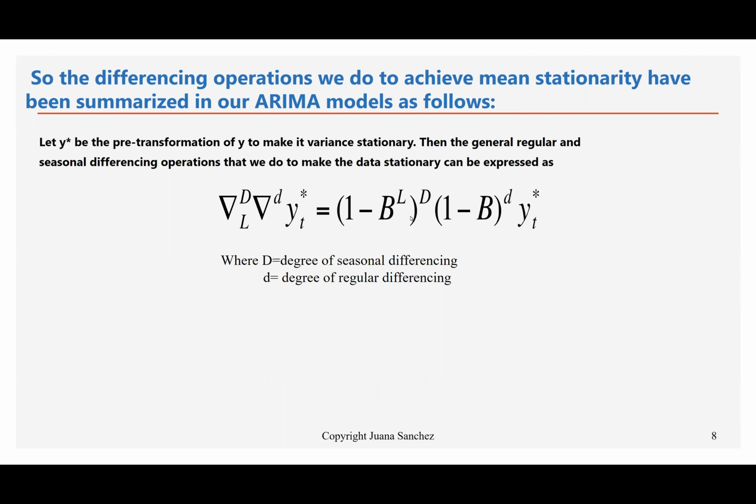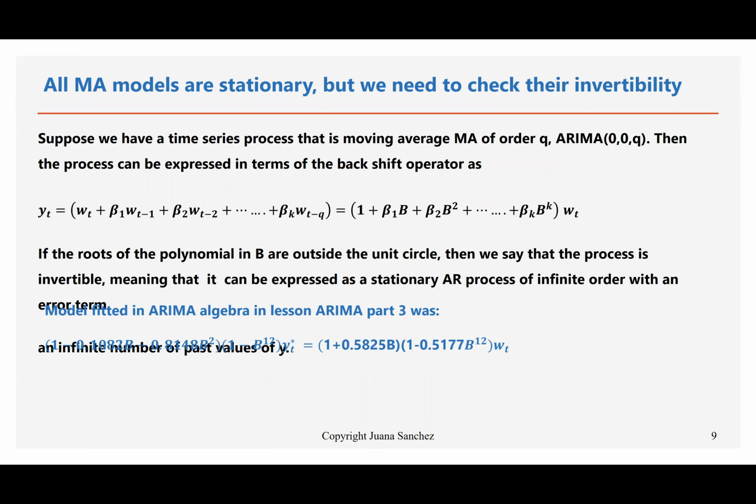Okay, that's a very common expression for the trend part. And this will appear every time that we do differencing and express the estimated model in polynomial form. So all MA models are stationary, we said, but we need to check their invertibility. Suppose we have a time series process that is a moving average of order q.